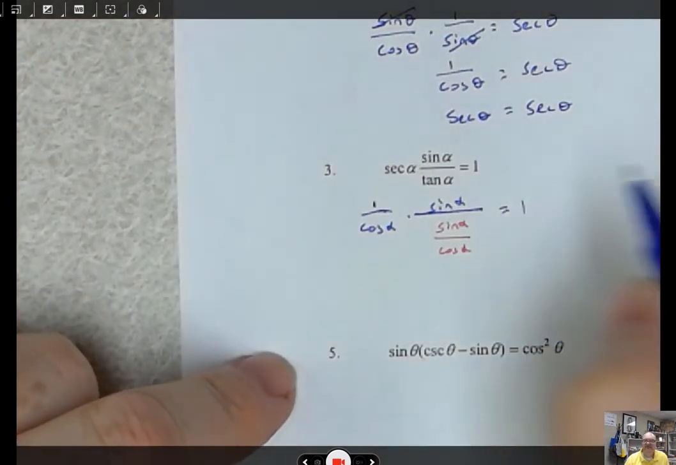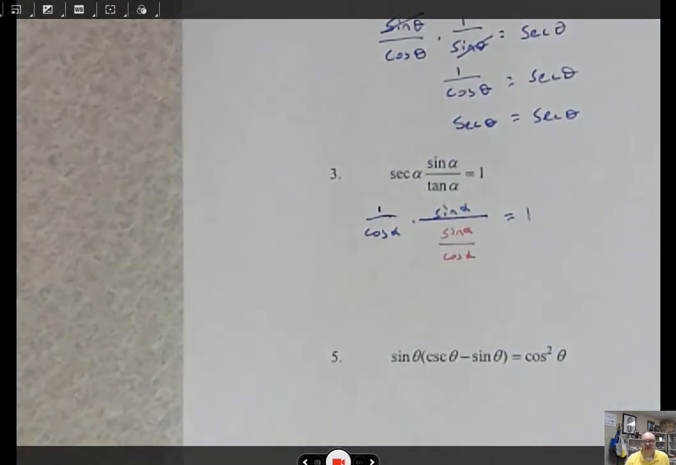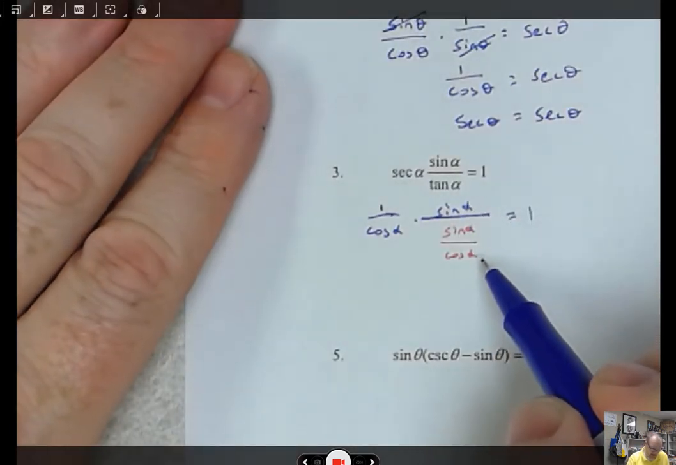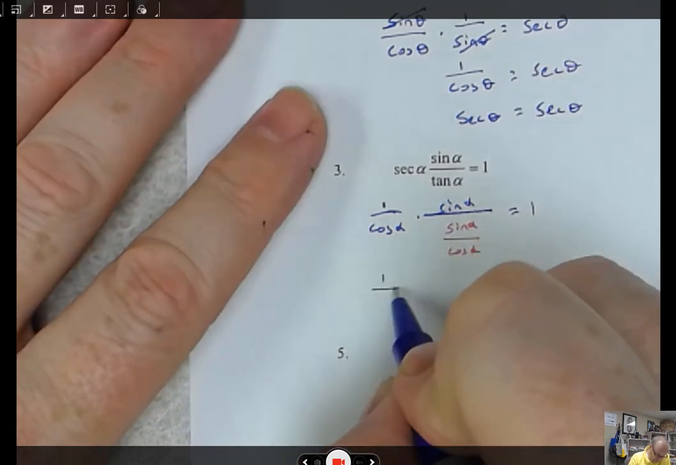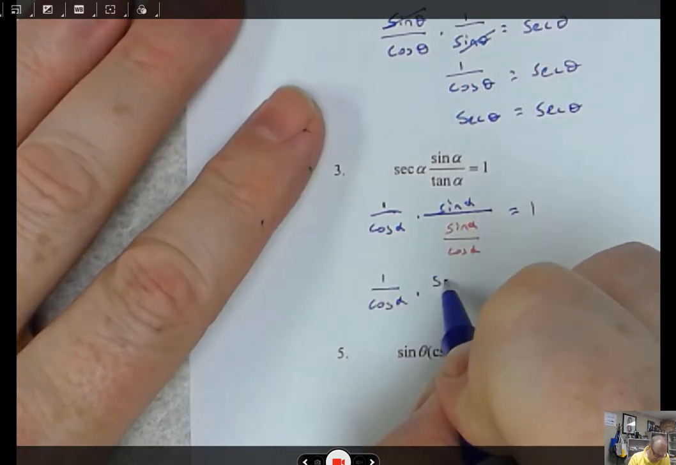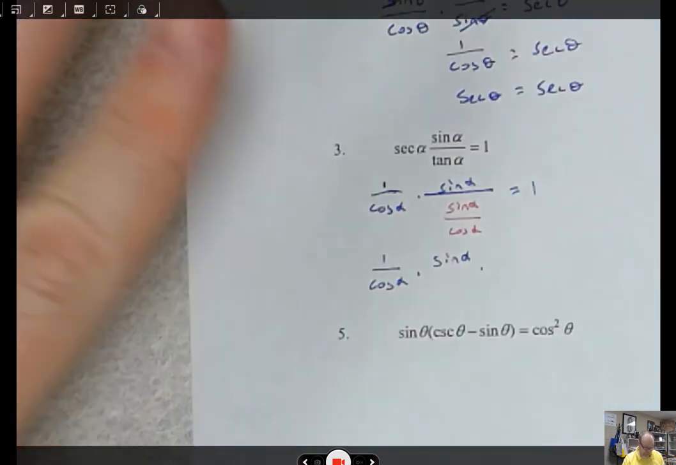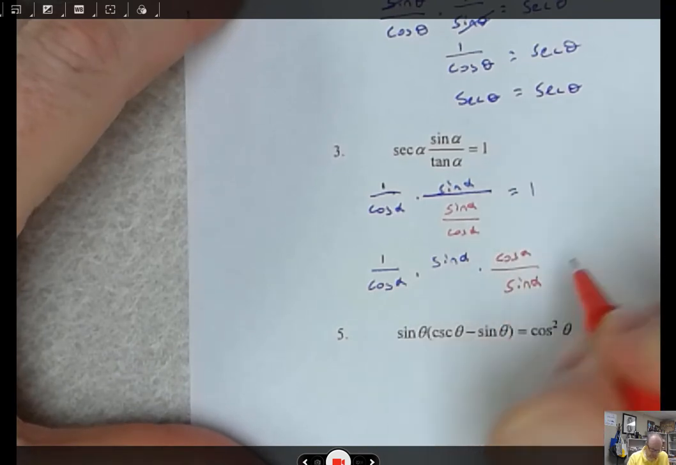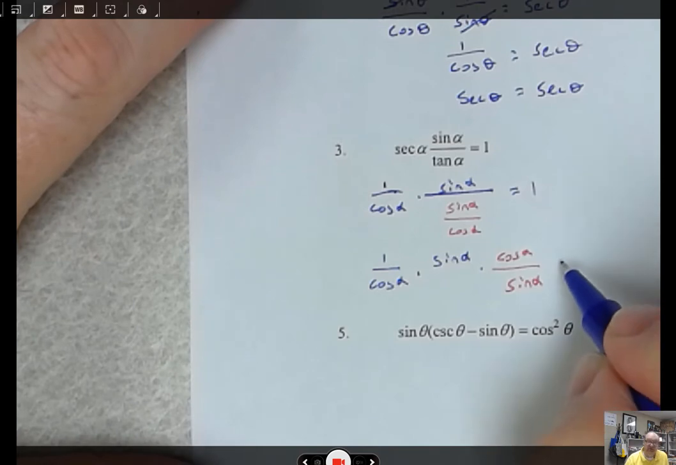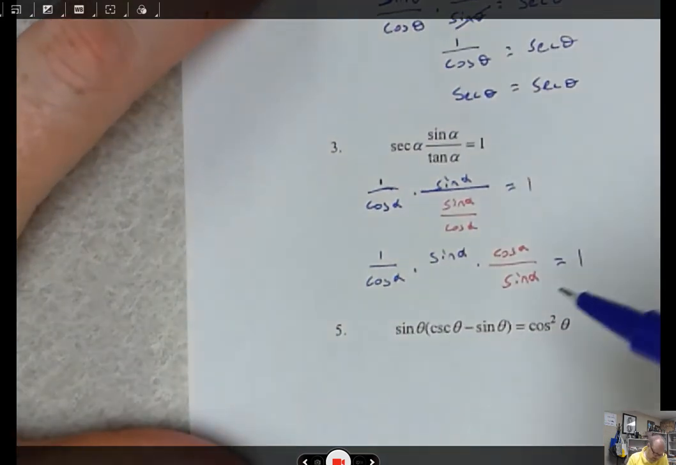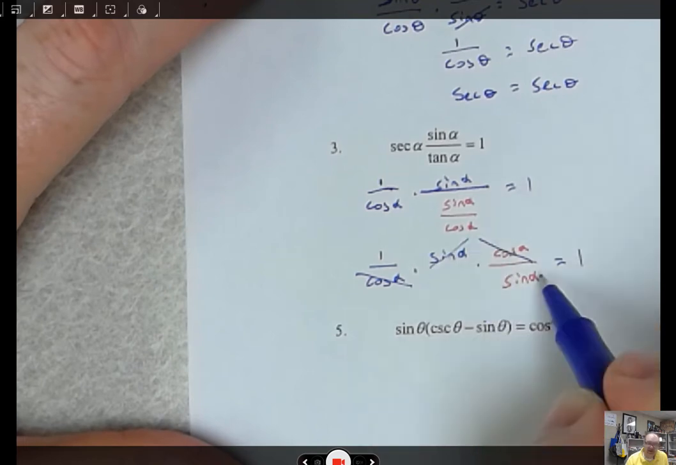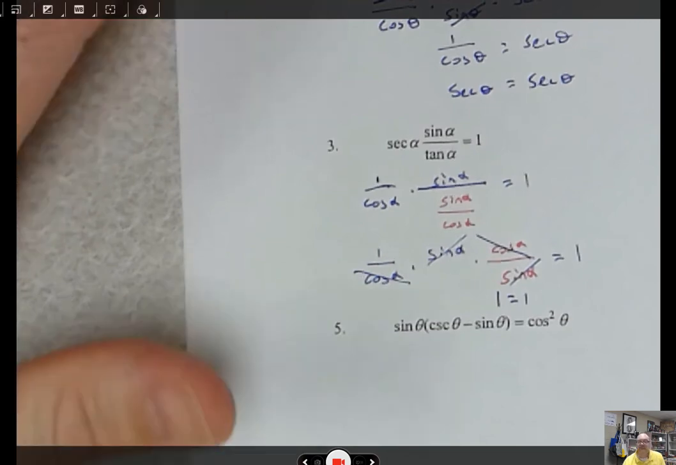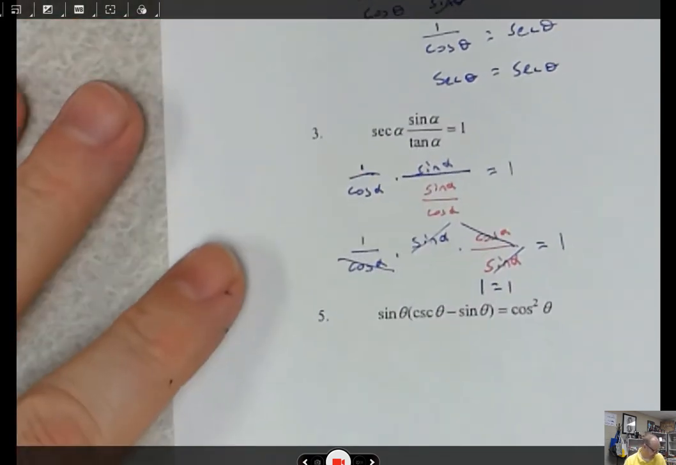But again, that's lots of things that play there. I'm not seeing right off anything that will cancel. What I am seeing is a fraction divided by a fraction. And I know that to divide fractions, we can multiply by the reciprocal. So the reciprocal of that red fraction is cosine alpha over sine alpha. And now, since everything is being multiplied, I can cancel out cosines. I can cancel out sines. When everything cancels, remember we're canceling things to 1. And so that's a relatively easy identity.